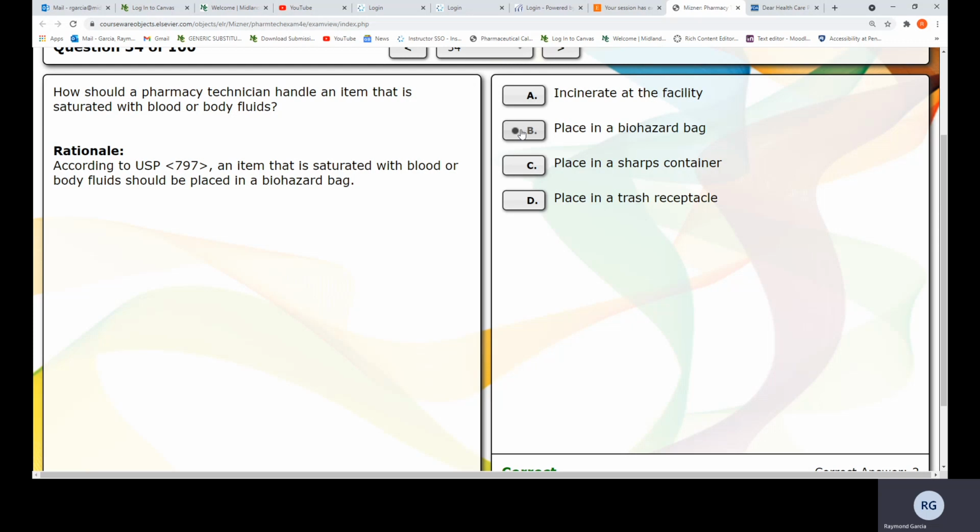Remember, USP 797 deals with sterile compounding. USP 795 deals with non-sterile compounding, and 800 deals with chemotherapy compounding. All right.